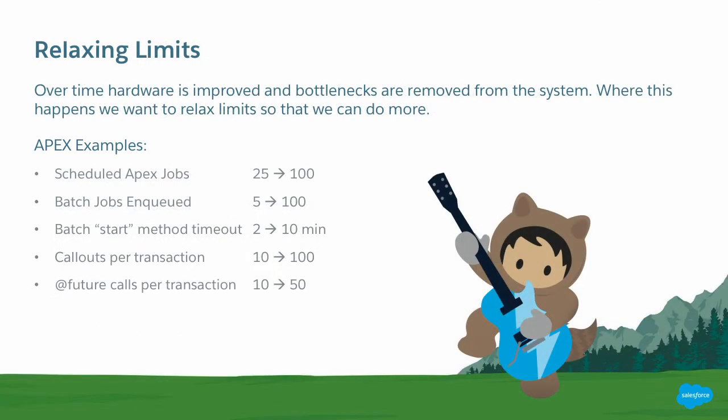Now, other types of limits we want to relax. As we were taking a look at a couple of slides earlier, where we increased the number of limits, we can increase the limits that we provide to you, because the underlying infrastructure, the underlying architecture has grown and developed in a way that the original limits are just way too conservative. So some examples here, again sticking with Apex, of areas that we increased the limits. For example, batch jobs queued going from 5 to 100, a massive improvement for you as a customer.